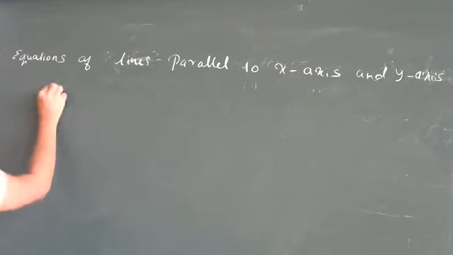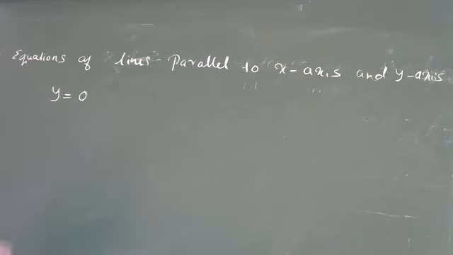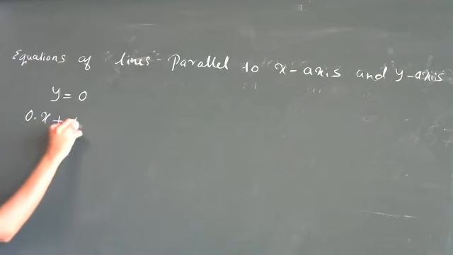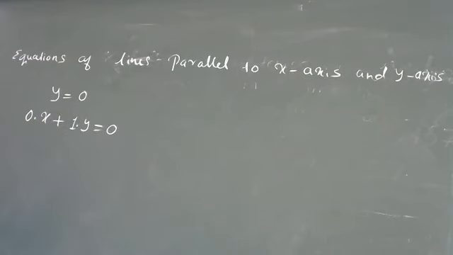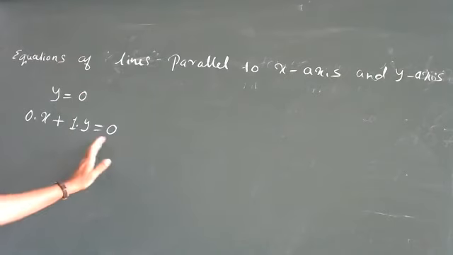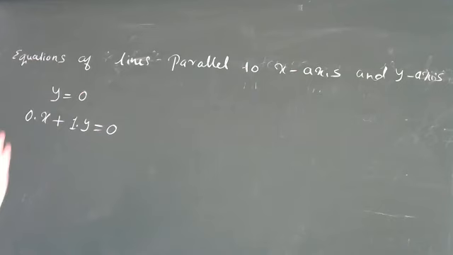Suppose if I take y is equal to 0, can you write this expression as a linear equation in two variables? At the starting of this chapter we have seen, when we are having one variable, we can write it as a two variable also. How? We have to write 0 into x plus 1 into y is equal to 0. Now is it in a standard form? See, ax plus by is equal to c, or ax plus by plus c is the standard form of what? Linear equation in two variable.